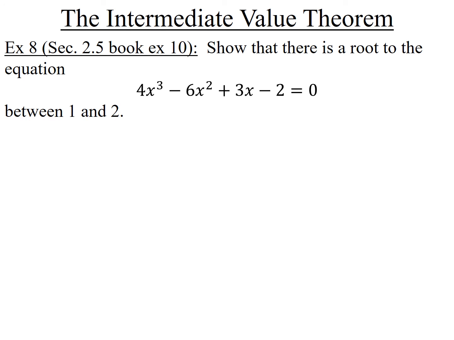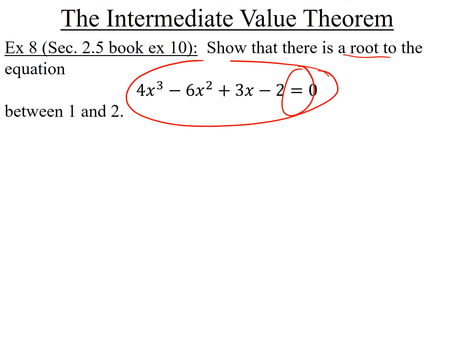But let me just make sure we're saying things correctly. If I give you an equation, this is an equation because you see an equal sign here, then the correct way of saying things is show that there's a solution to this equation. They shouldn't have said show there's a root of the equation. They should have said show there's a solution to this equation between 1 and 2.